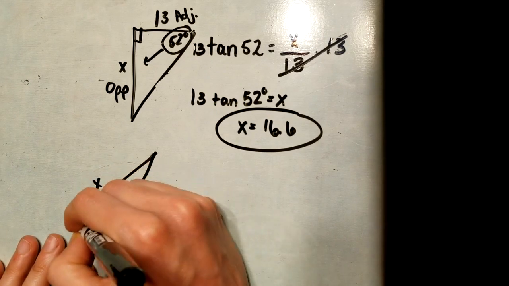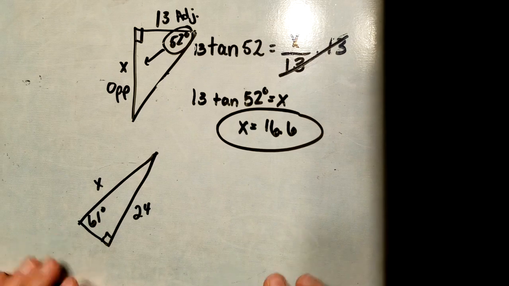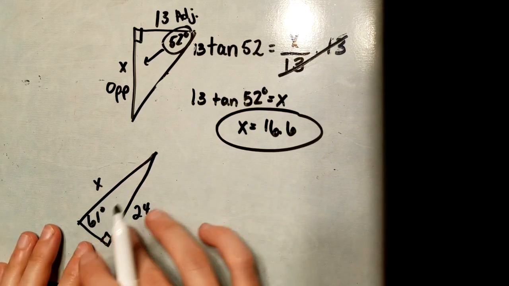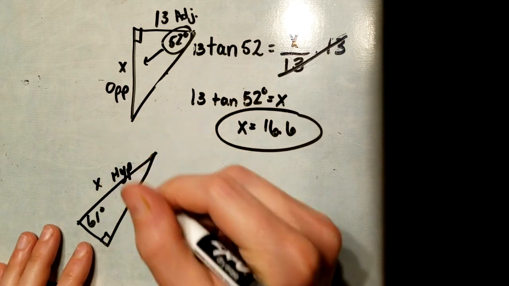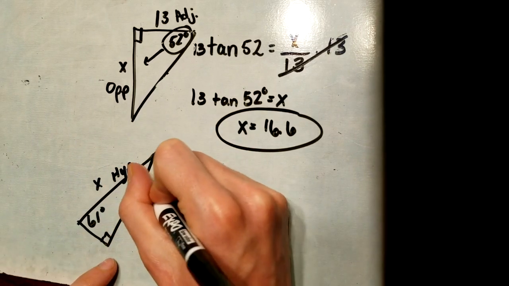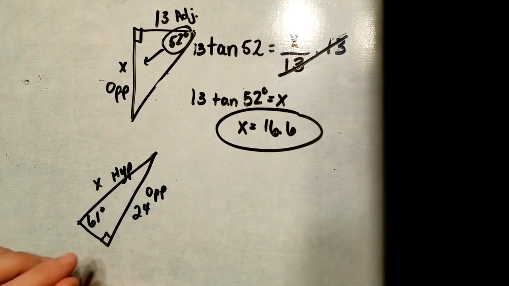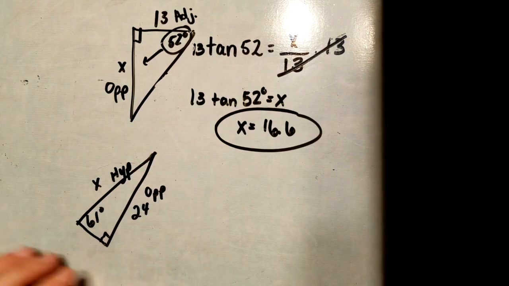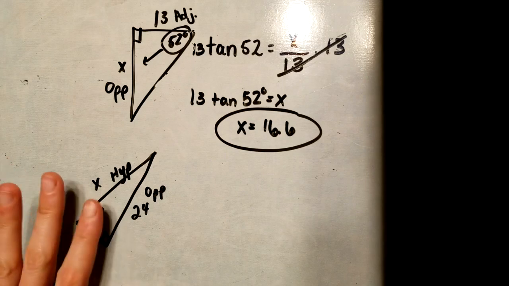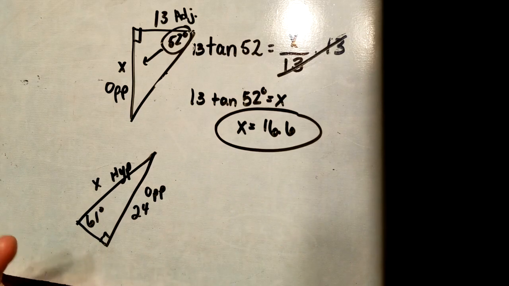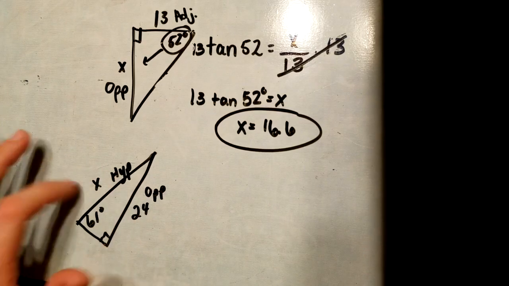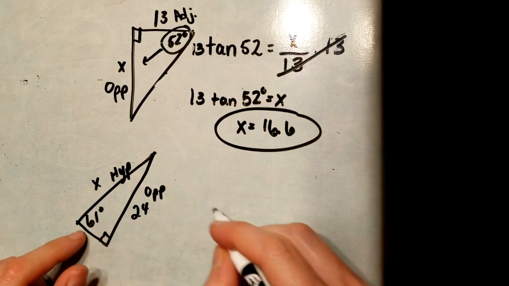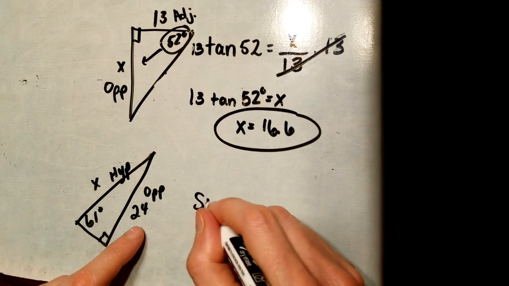One more. Okay. 61 degrees. I'm going to stop labeling all the sides. I'm only going to label the two. But if you're struggling, it would be good to label all three of the sides still. Because, again, the adjacent side is the trickiest to find. But 24 is opposite. X is the hypotenuse. Remember, we're looking at that angle. So this one's sine.